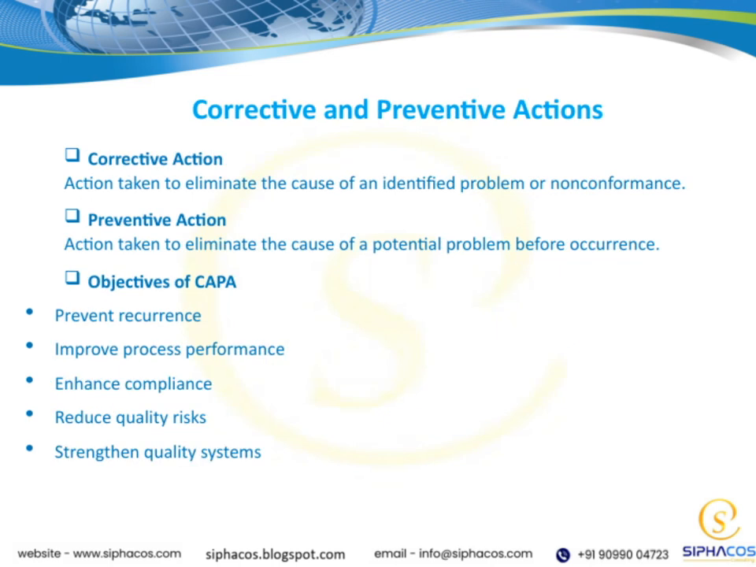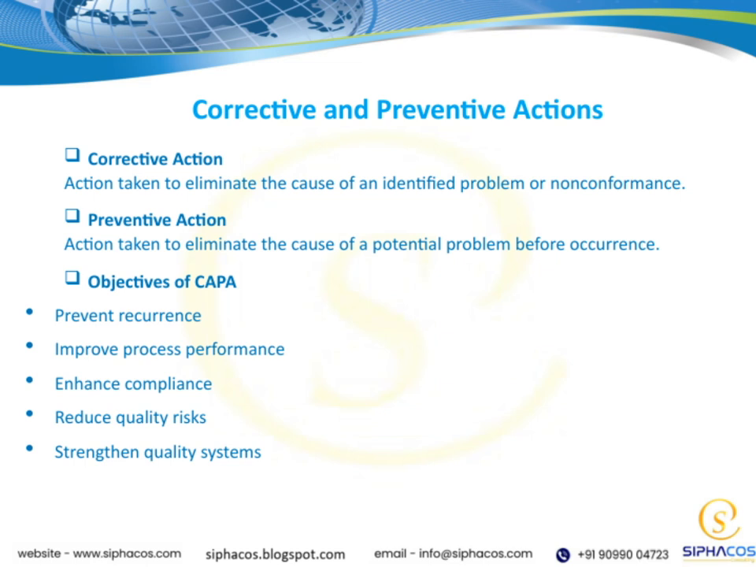Let's take a closer look at corrective and preventive actions. Corrective action is all about addressing a problem after it has occurred. It's the steps we take to eliminate the root cause of an identified nonconformance, ensuring that the same issue doesn't happen again. On the other hand, preventive action is proactive. It's about identifying potential problems before they happen and taking action to prevent them from occurring in the first place.